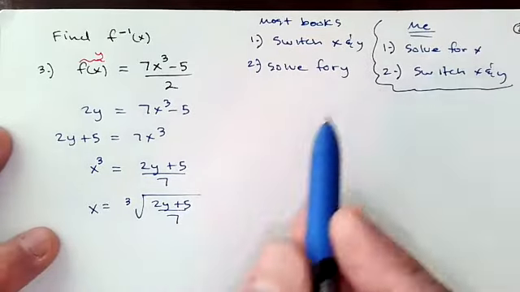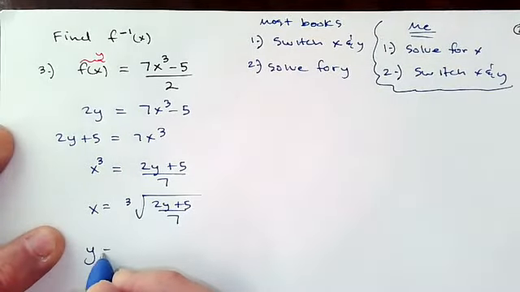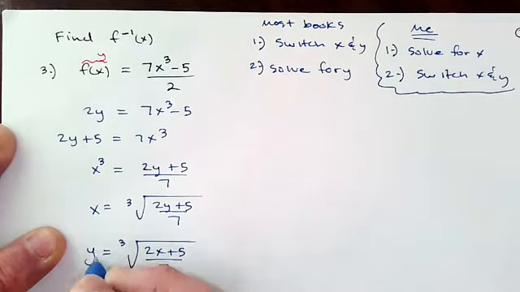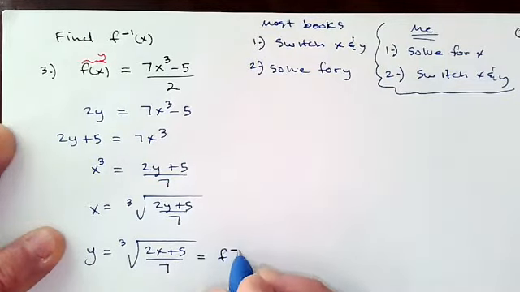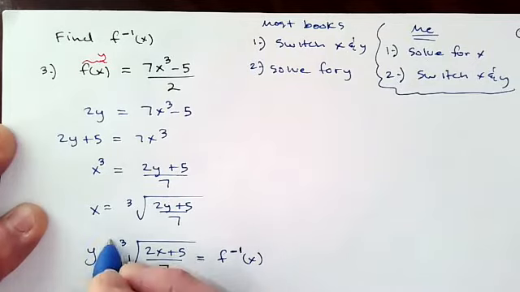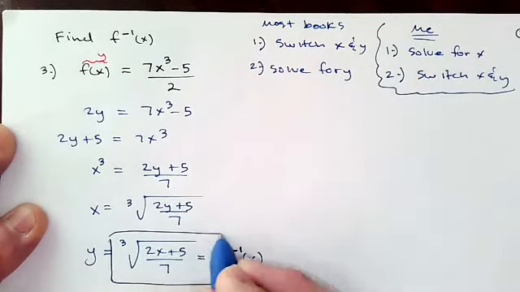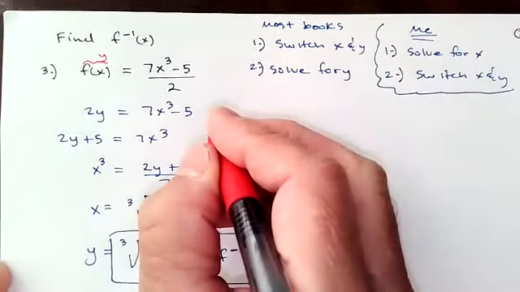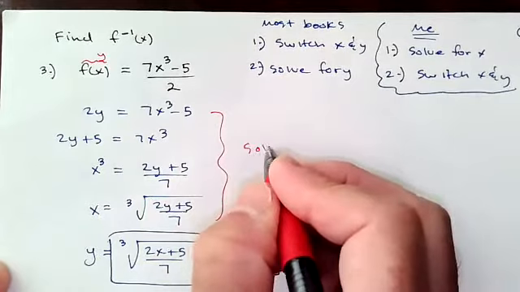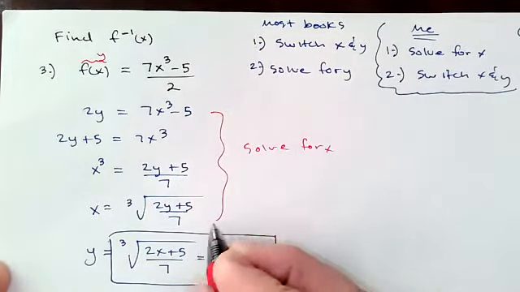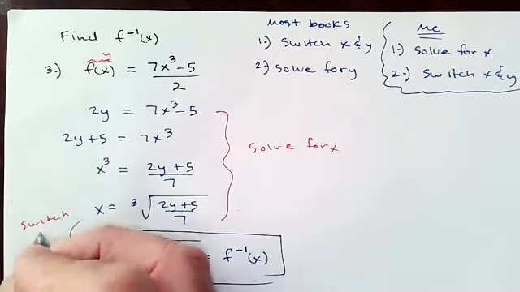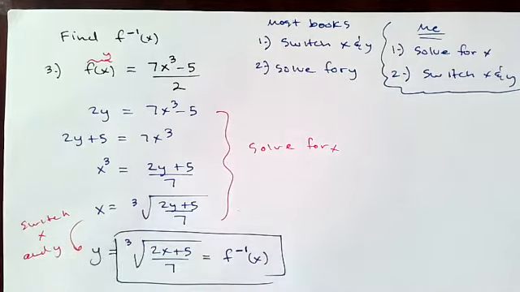So I've solved it for x, and then the last step is to then switch x and y. And once you get that solved for y, this is the inverse function. So I'm just going to say that equals f inverse of x, and I'm just going to highlight that part. Okay, so again, I'm just going to solve for x. And then the last step from here to here was switch x and y.